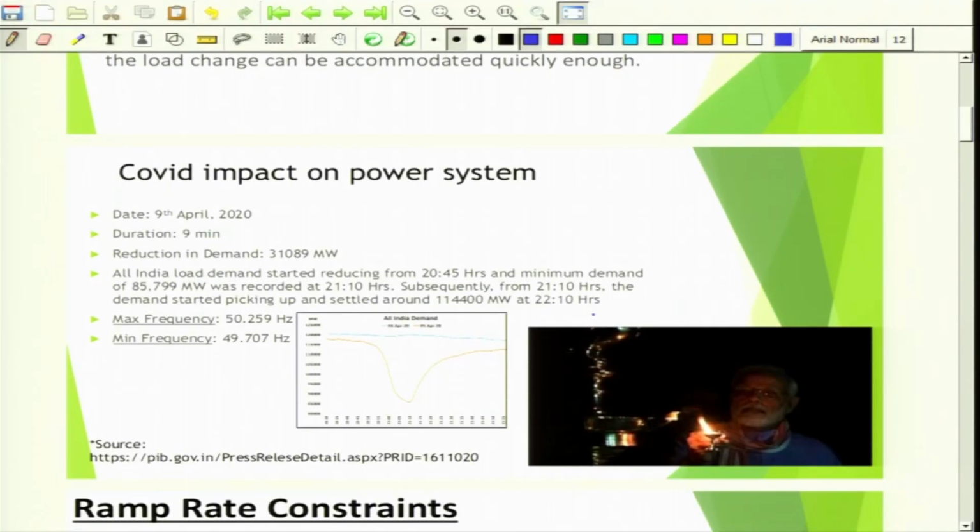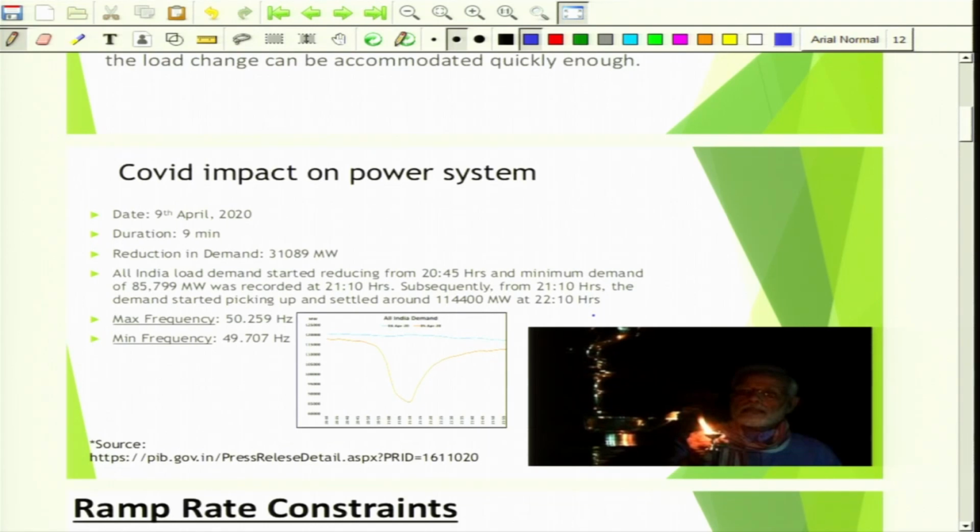Now I will take you through a very standard example. All of us are very familiar with this example. On 9th April 2020, at the peak time of COVID, just as it started in India, the Prime Minister Narendra Modi ji called the entire nation to shut down their home lights for 9 minutes at 9 PM.